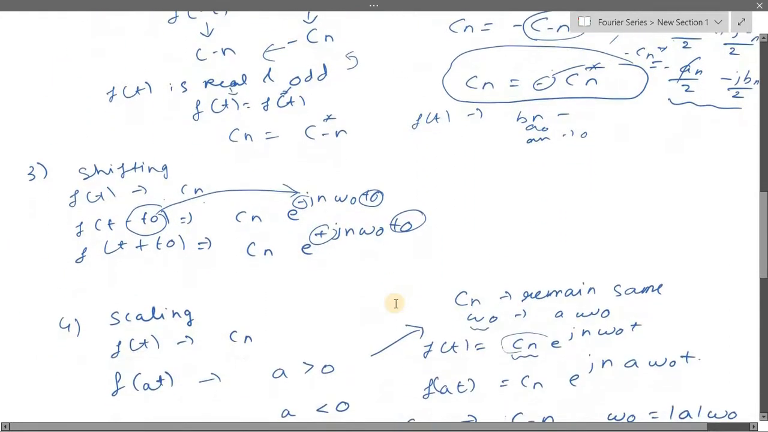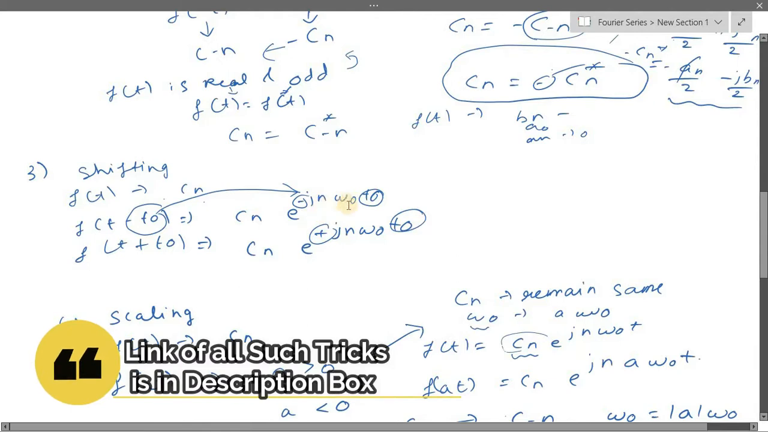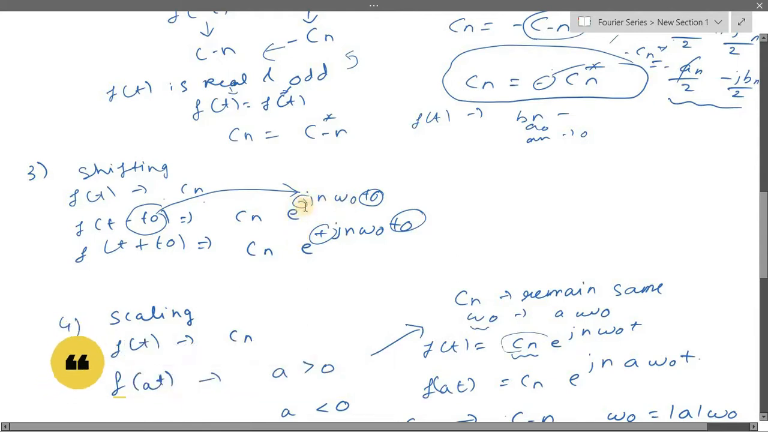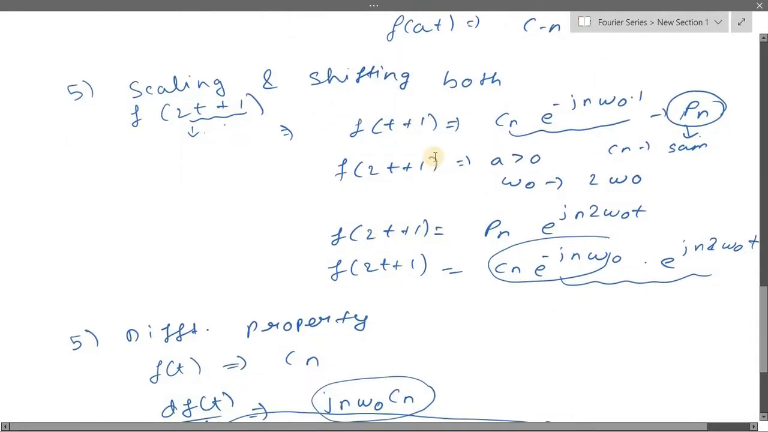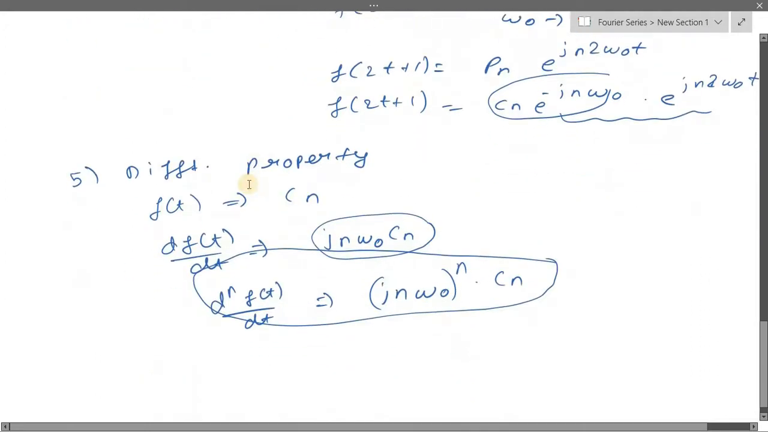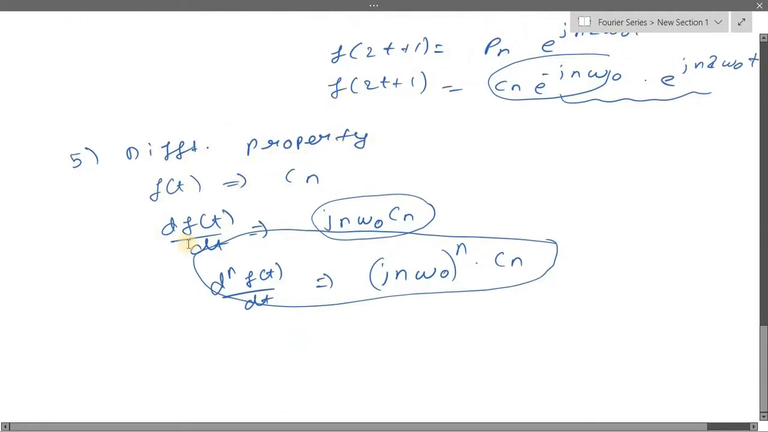And then we saw the shifting property, where whenever you have a shift of minus t0, the same thing should be reflected back in your e raised to j term. If minus is there, your minus should come here. Then we saw the scaling, where we got to know the two conditions, for a greater than 0 and a less than 0. Then we saw shifting and scaling both, where we solved one example. And at the end, we saw the differentiation property, where if you are differentiating your function f of t, then you have to always multiply your Fourier coefficient by j n omega naught. So this is it. Thank you guys.